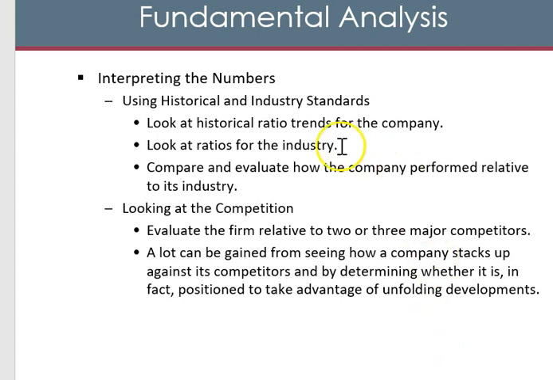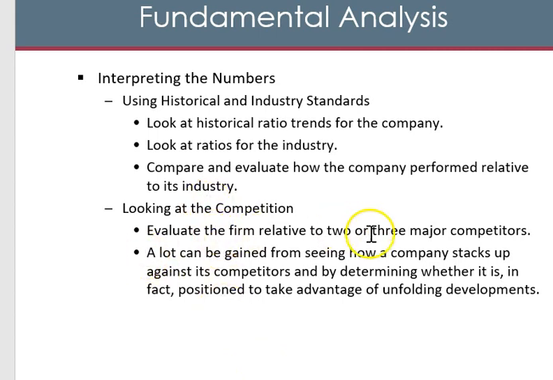Of course, you want to look at the historical ratio trends of the company. I call that time, looking at 2015, 2016, 2017. Also important is to look at the industry because each industry is different. The number may look bad, but when you compare it to the industry, it might be a good number. Also, you want to compare and evaluate the company's performance.